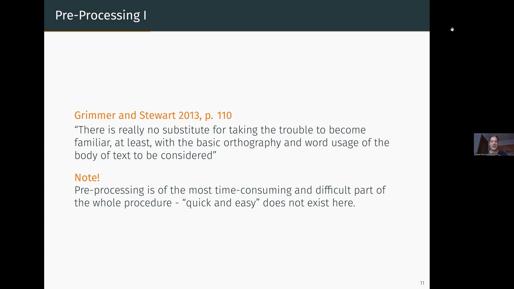And this pre-processing is therefore one of the most time-consuming and difficult parts of the whole procedure. Quick and easy does not exist here. So if you do go to the text analysis, your pre-processing is probably going to take most of the time. Running the fancy method, that's the easy bit. Interpreting and visualizing might take time, but the method, what we focus on mostly here, is actually the easy bit.